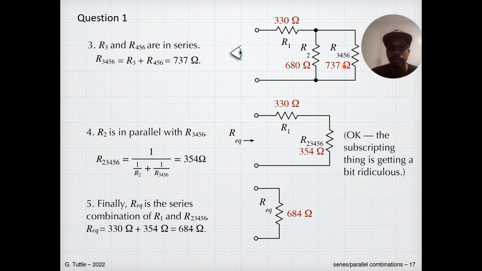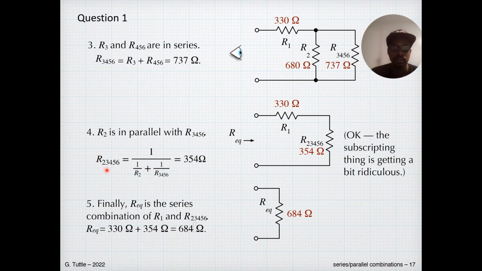Now we have a single component here in parallel with this R2. So R3,4,5,6 simplified becomes a single resistor, in parallel with R2. We apply the formula and calculate the resistors in parallel. So R2 in parallel with R3,4,5,6 is equal to 1 over R2 plus 1 over R3,4,5,6. That is equal to 354 ohms.